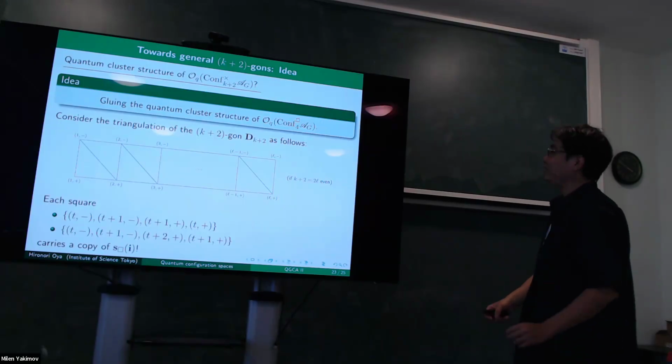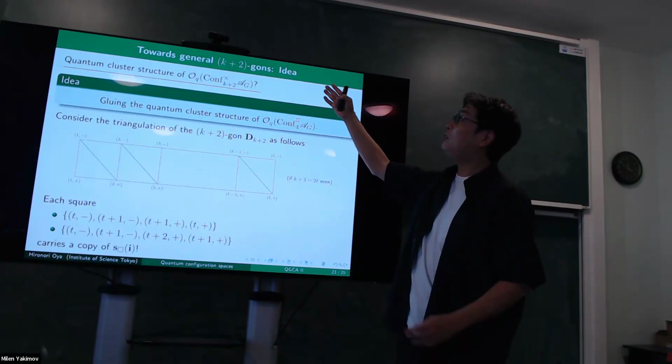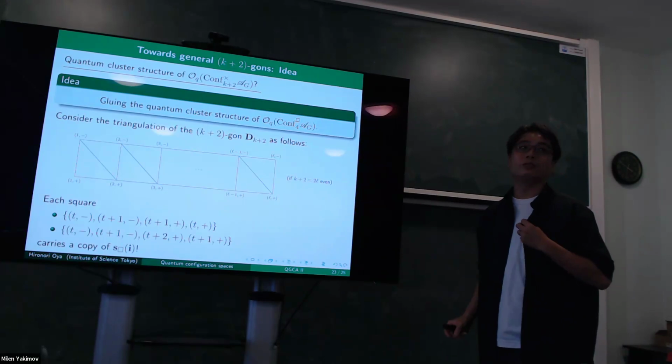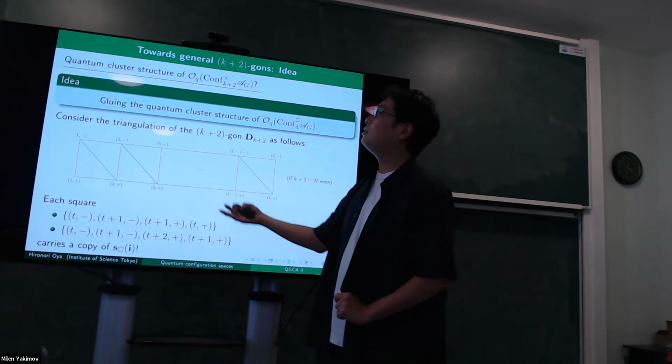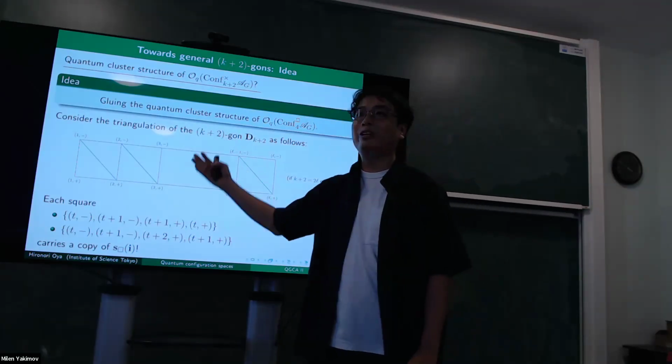Okay, so maybe I should stop here, but let me explain. Let me make some comments on the general case, the general K plus 2 case. So we want to consider quantum cluster structure on this space. And the idea is very simple.